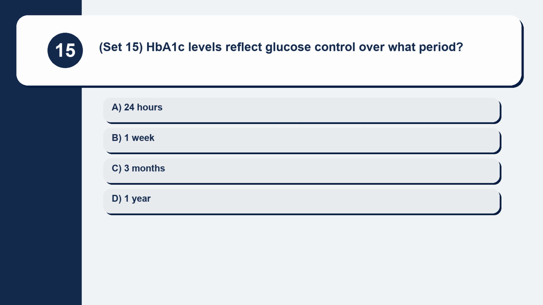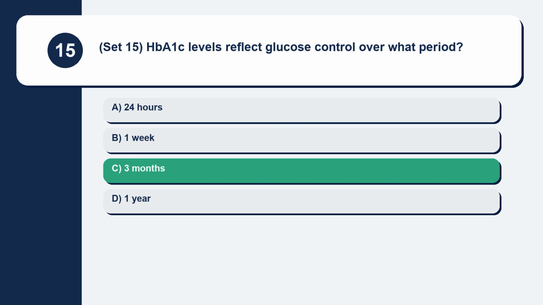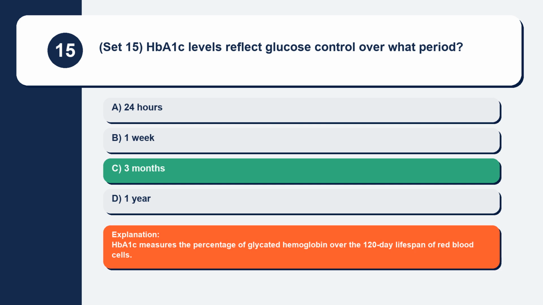Question 15. Set 15. HbA1c levels reflect glucose control over what period? 24 hours, 1 week, 3 months, 1 year. HbA1c measures the percentage of glycated hemoglobin over the 120-day lifespan of red blood cells.